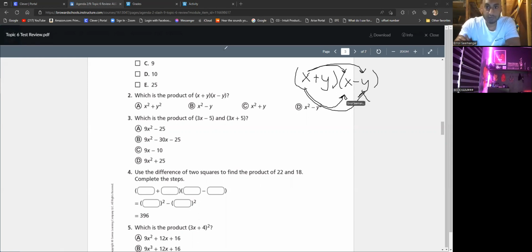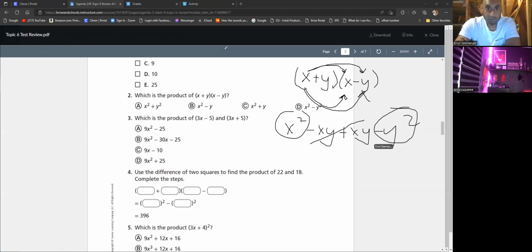What's x times x? X squared. What's x times negative y? Negative xy. What's positive y times x? Plus xy. What's y times negative y? Negative y squared. Those two will cancel out. This minus this, which is d.